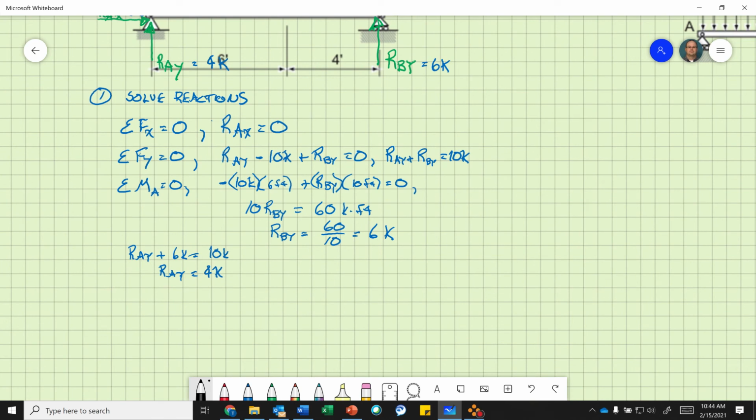Okay, so all this is one step because it's review. Okay, sum of the forces in x equals 0. Reaction at point A in the x direction has to equal 0. That's true. Sum of the forces in y has to equal 0. So we have 4 kips minus 10 kips plus 6 kips equals 0, and that is true.